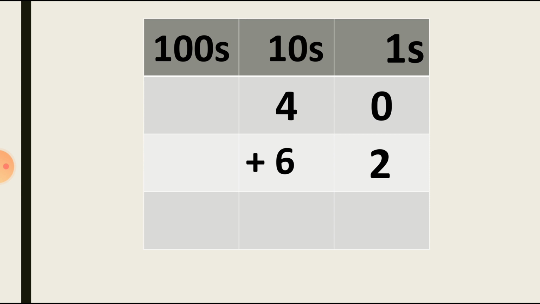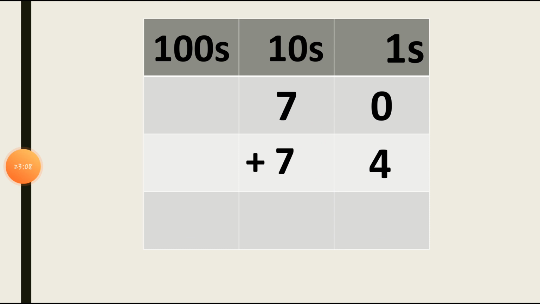Here is the next sum in the ones column, 0 plus 2. So we can write down 2 under the ones column. Let's move to the tens column, students. Now here 4 plus 6. So students, 4 plus 6 is equal to 10. So let's write 0 under the tens column and 1 under the hundreds column. This way we can write down the answer.